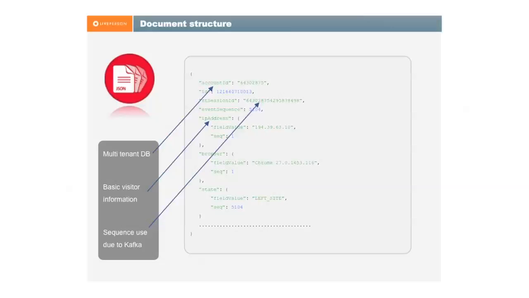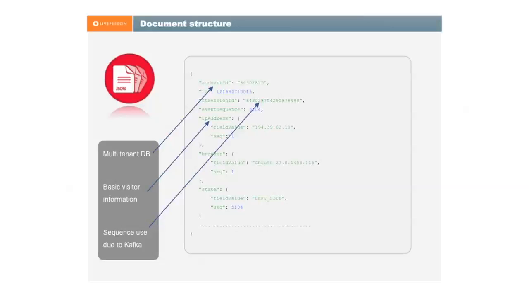So I'm going to give you a snippet of a document. This is a partial document from the system. As I mentioned, we are a multi-tenant database, so you see the account ID. You see the basic visitor information. And you see in this document a lot of sequences.